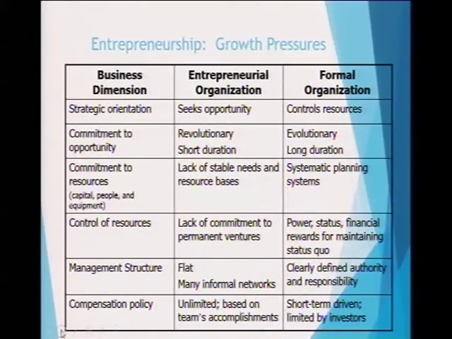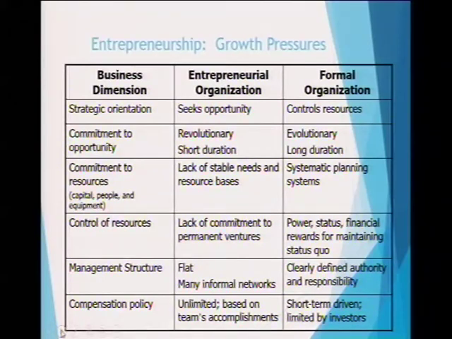Now, in entrepreneurship, there are growth pressures that we may see. There's business dimension, entrepreneur organization, and formal organization. Now, there are differences to that. For example, in a business dimension, we find that there's strategic orientation. Entrepreneur organization just seeks an opportunity and finds ways of filling that gap. Formal organization controls resources. It's very slow to take a risk.